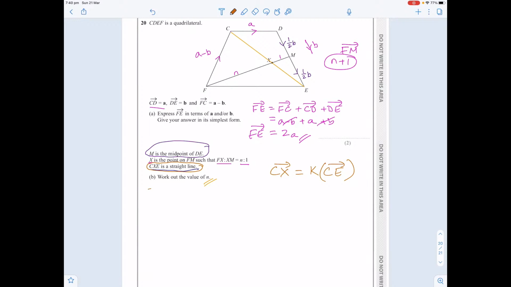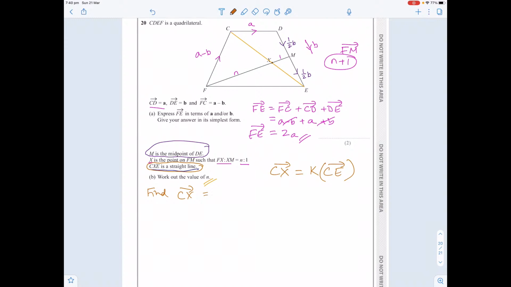So we will now first need to find what C to X is. So let's go back to our diagram at the top. C to X is from there to there. How do we get from there to there? We've got several options available to us. We can go from there to there to there to there, or we can go from C to F and F to X, which is probably the easier route. So let's use that one.